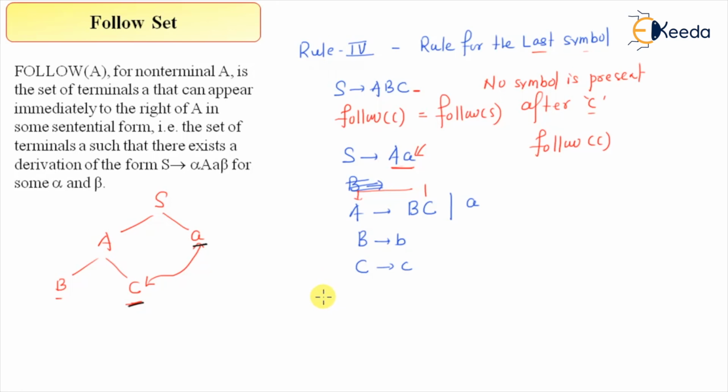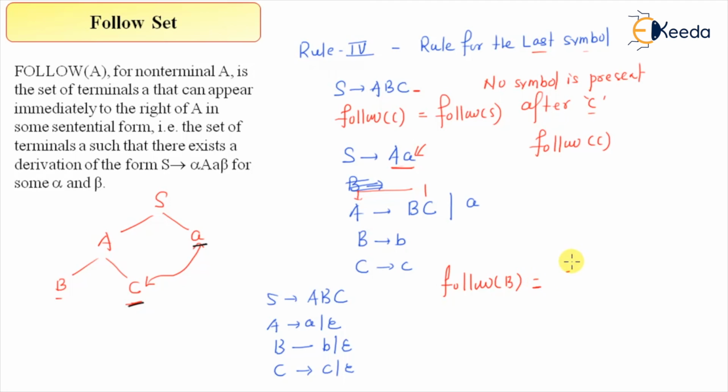Now, where can we apply this rule again, when will this situation happen? Let me write another grammar. S derives A, B and C, and A derives small a or epsilon, B derives small b or epsilon, and C derives small c or epsilon. And now I am computing Follow of B. What is Follow of capital B?